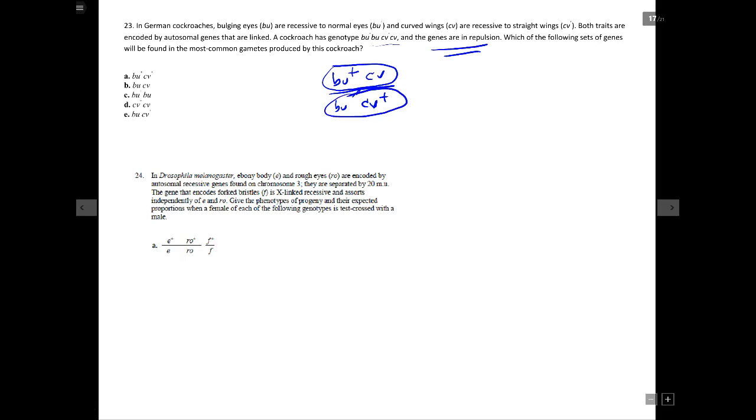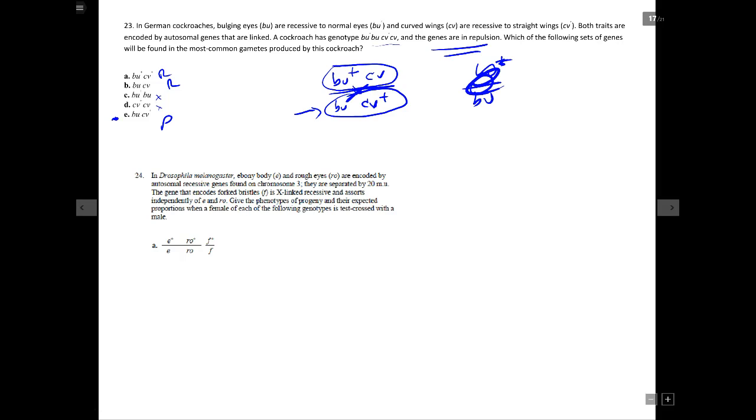So BU plus CV is one of them. That's not an option. BU CV plus, that is an option. So of all these other guys, this one will be most frequent. You'll never get these. BU CV is a crossover, and BU plus CV plus is a crossover. So that would be recombinant, that would be recombinant, that would be a parental. There's no way you can get BU, BU. In order to get that, you'd have to get some kind of a mutant and lose that, or there's some other things that can happen. And then it didn't even show you the CV. So those other two are not really options.